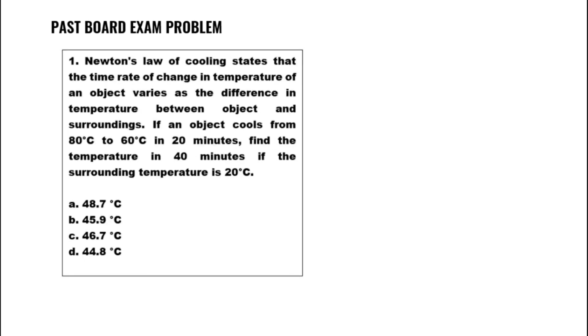Here, guys, we have Newton's law of cooling. Newton's law of cooling states that the time rate of change of temperature of an object varies as the difference in temperature between the object and surroundings. So if an object cools from 80 degrees to 60 degrees in 20 minutes, find the temperature in 40 minutes if the surrounding temperature is 20 degrees Celsius.